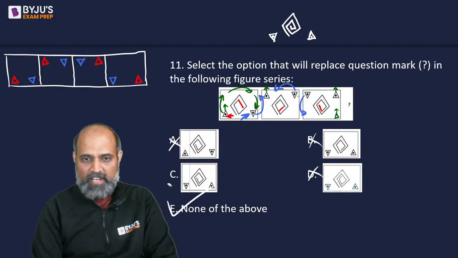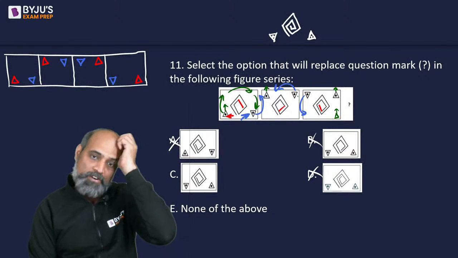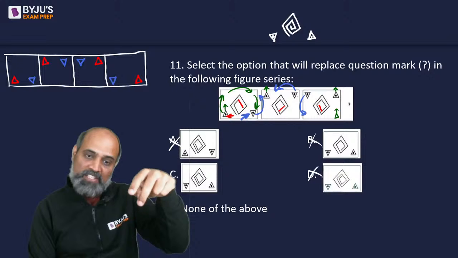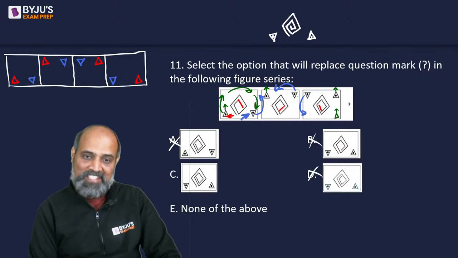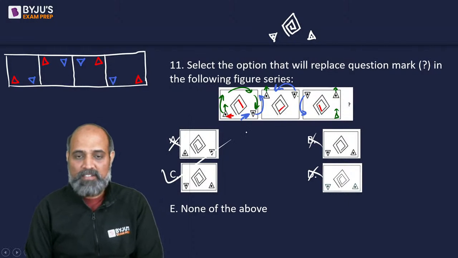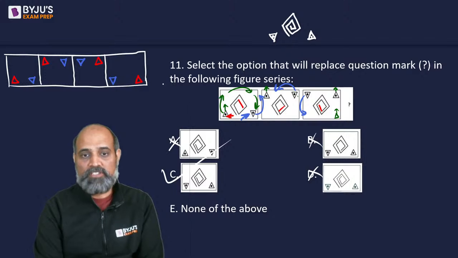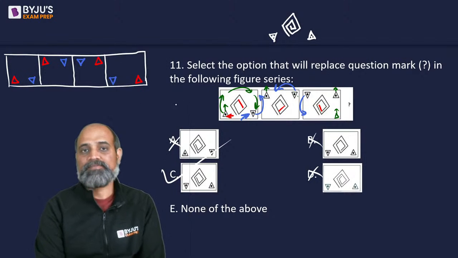Oh, okay. Why did I erase C? Hold on. Okay, I don't know why I thought in the case of C, both the triangles are facing in the same direction. They are not. Sorry. C is the answer because this matches, right?